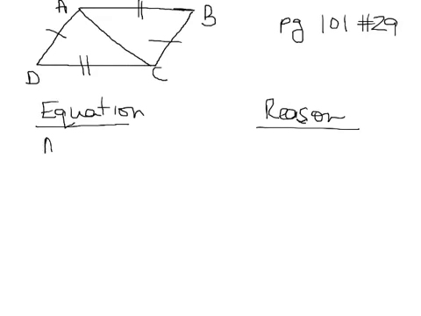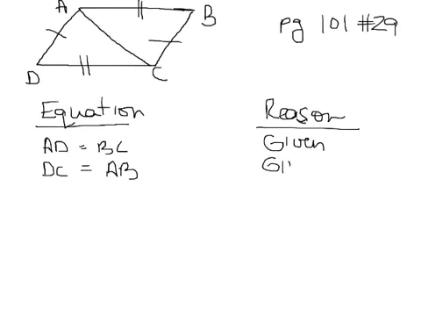So I know that AD equals BC because it has a tick mark. I also know that DC is equal to AB because it has two tick marks. If you notice, I'm comparing triangle 1 to triangle 2.